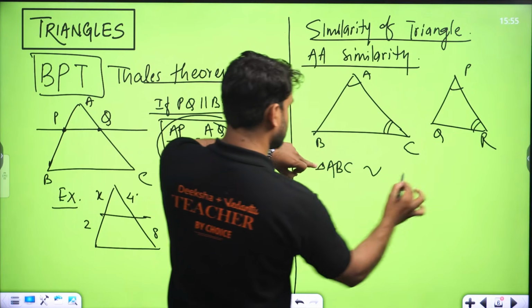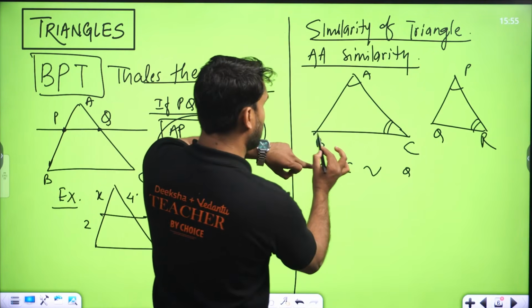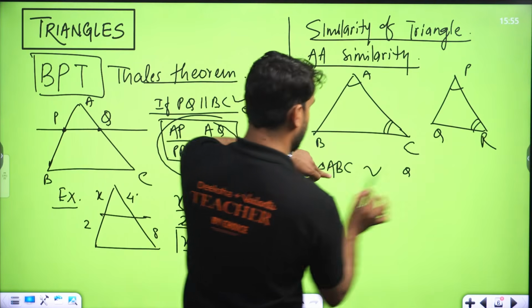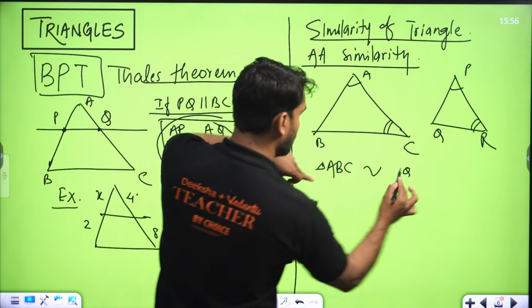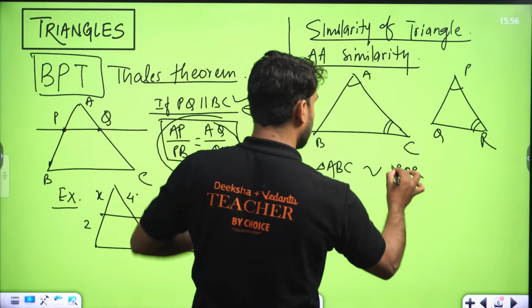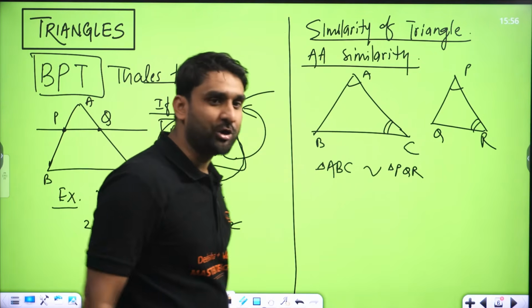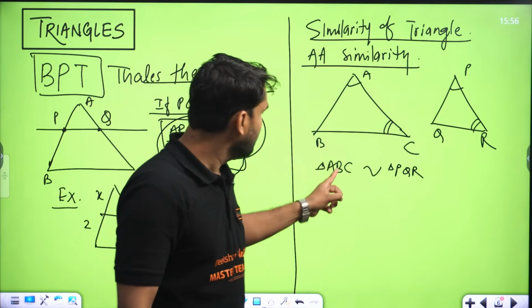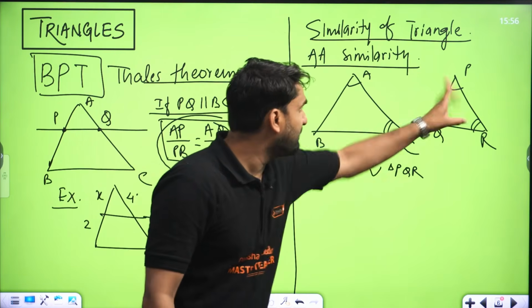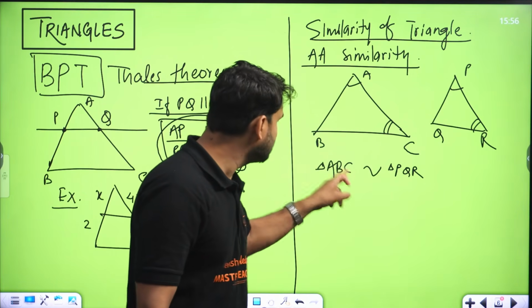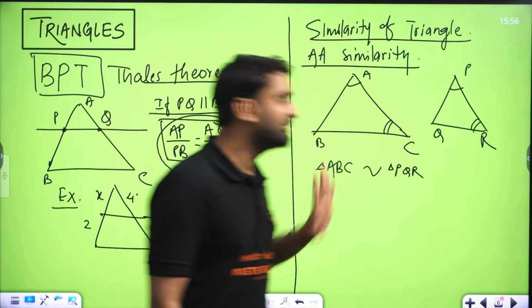So BAC, Q will be in the middle, BAC. I'm matching BAC equal to QPR. So BAC, this will be Q, and P will come here, this will be here. So QPR. Now you can check the corresponding angle. Check BAC, so this will be QPR, perfect. Now ACB, so PRQ, this is perfect.